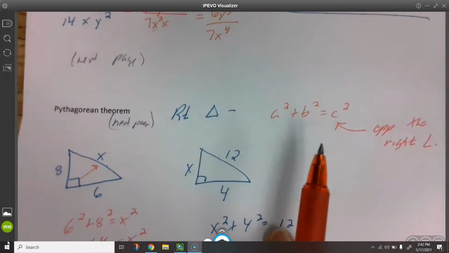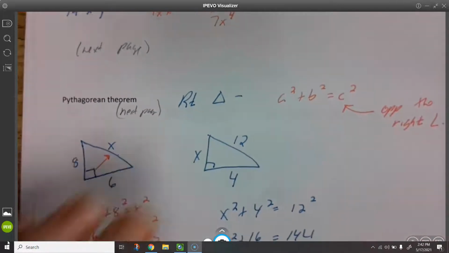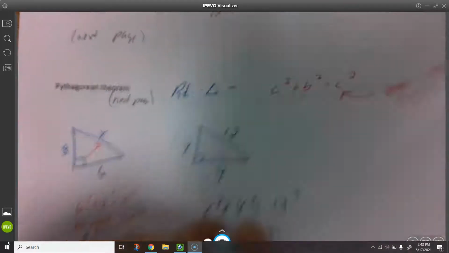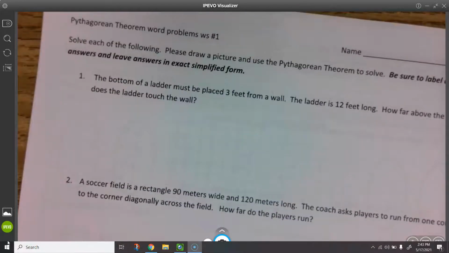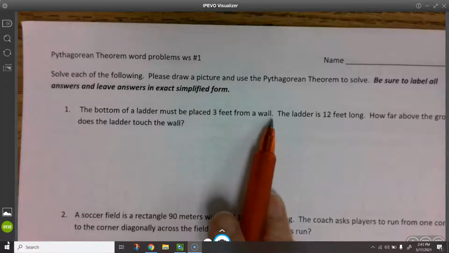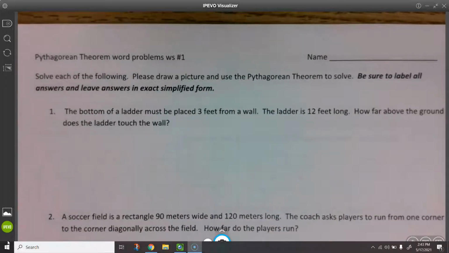Okay? We're only going to take the positive side because we're not going to have a negative length of a side. Now the other thing that's going to show up in Pythagorean theorem is given a real life situation. So I found some of those too, where there's a real life situation that we're going to look at. The bottom of the ladder must be placed 3 feet from a wall. When you get to the word problem of Pythagorean theorem, the first thing you want to do is you want to draw a picture. And I'm not talking about that it has to be an exciting picture.